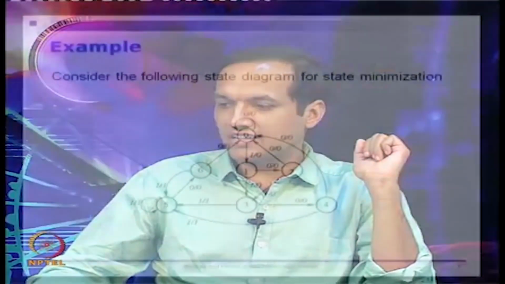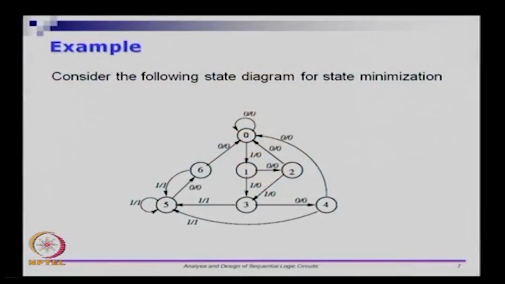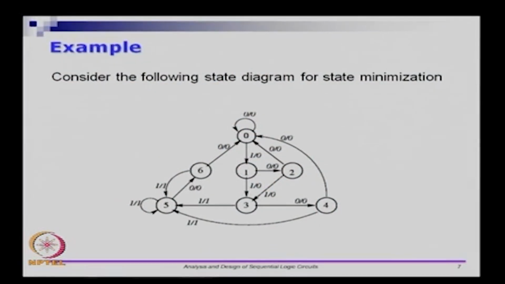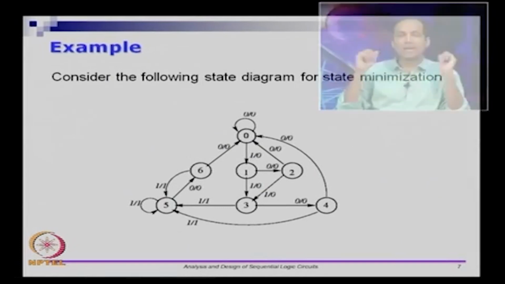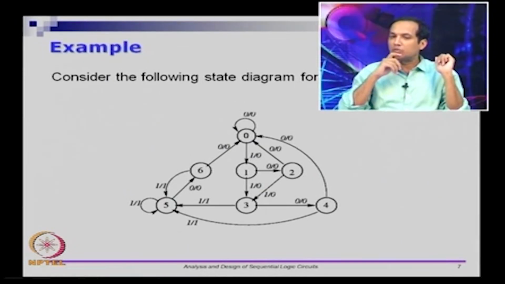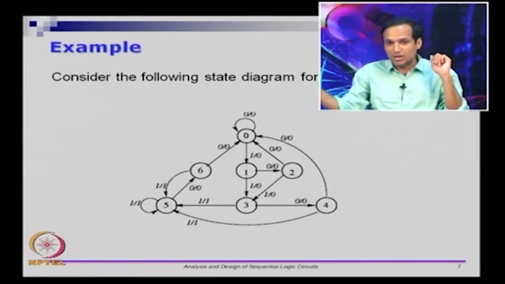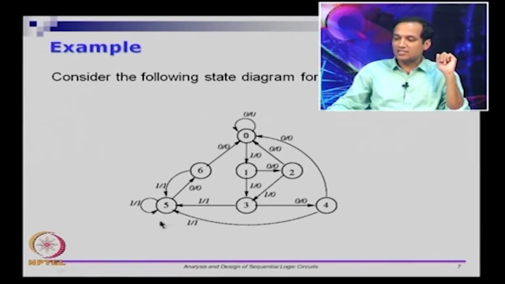This state machine has 1 plus 3 plus 3, 7 states, and there are some transitions given. Maybe this is a state machine that you gave to me, and I want to see if I can minimize it and get something equivalent, which means all the actions that you are doing here, I should be able to do also. I should not miss out anything.